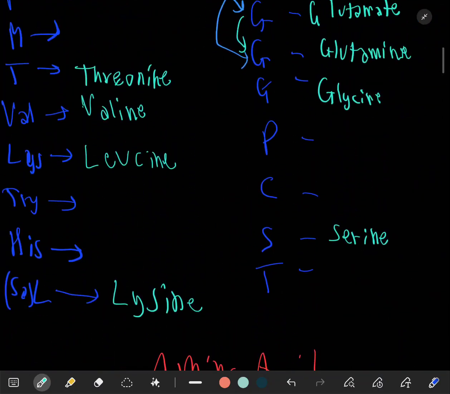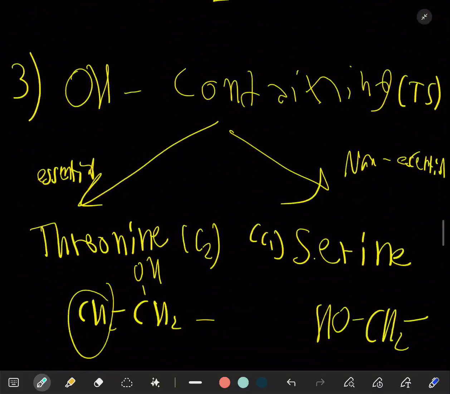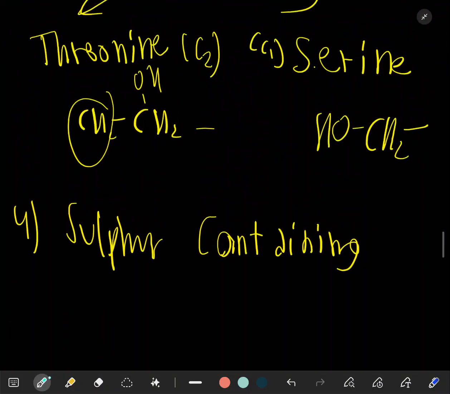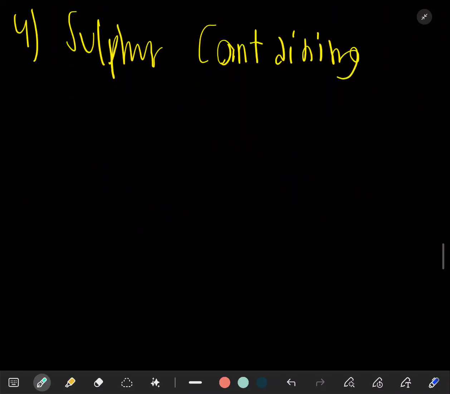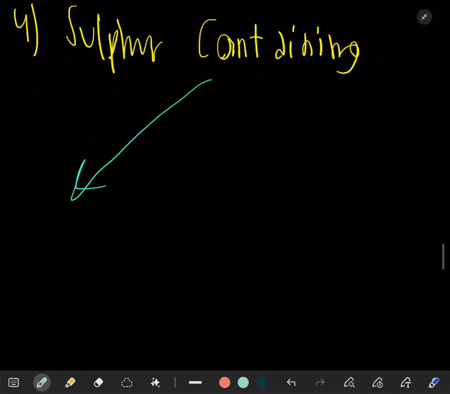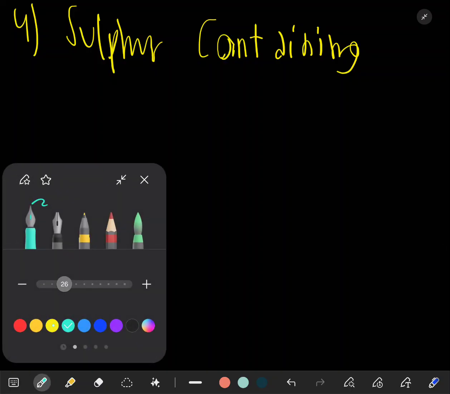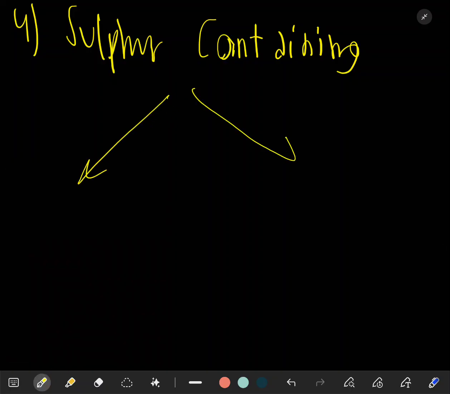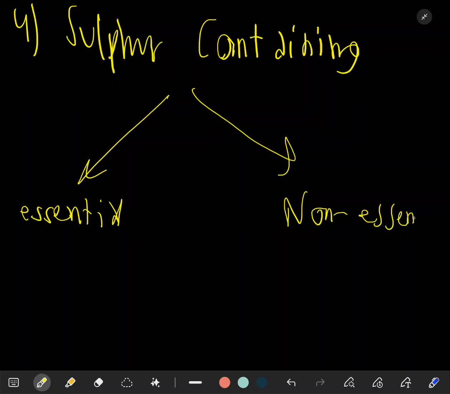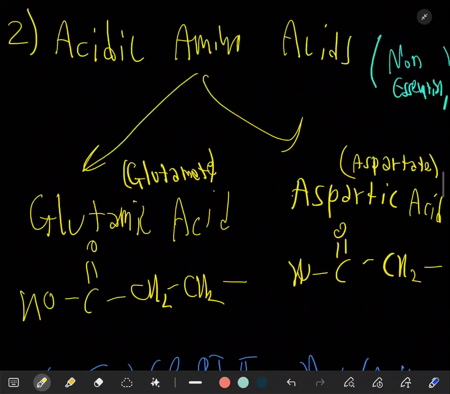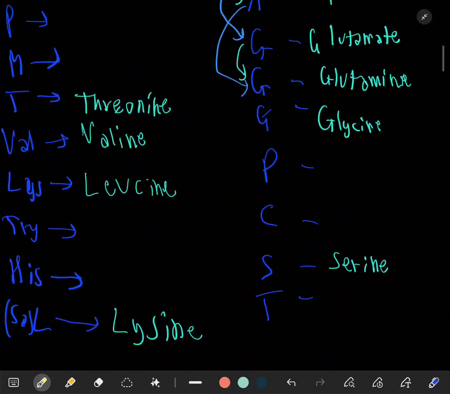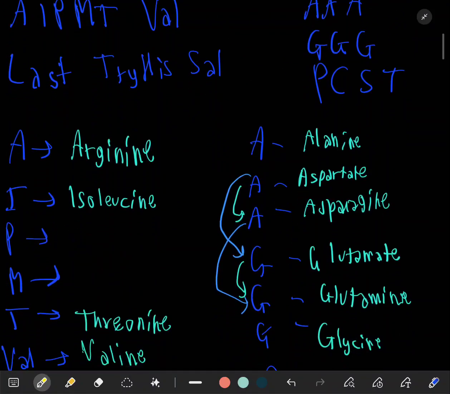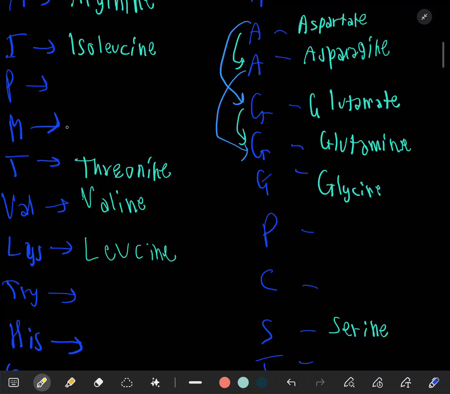Okay, so guys, let's continue now. As we can see, now we have our sulfur containing. So in the sulfur containing also we have two, which we can differentiate as essential and non-essential. Now let's go and check the gaps for essential and non-essential and what's left. So in the essential list we have proline and methionine.